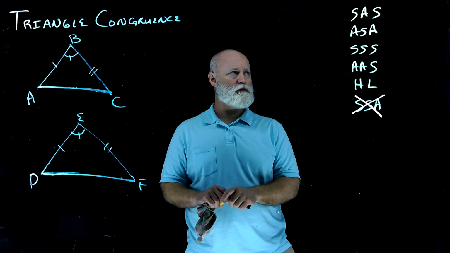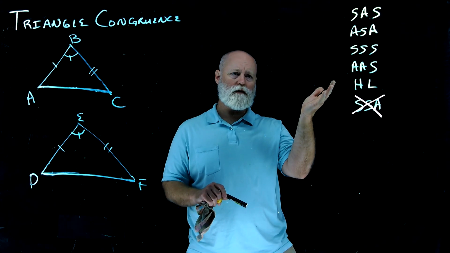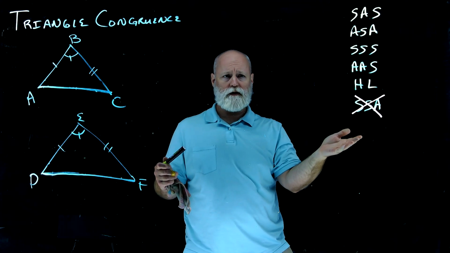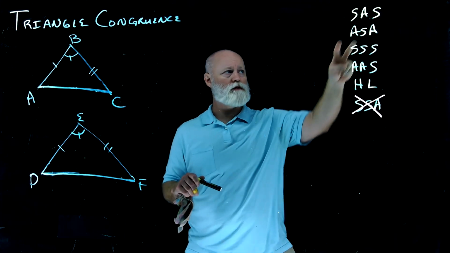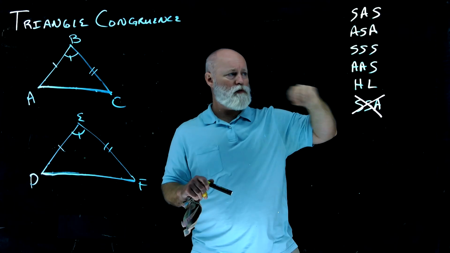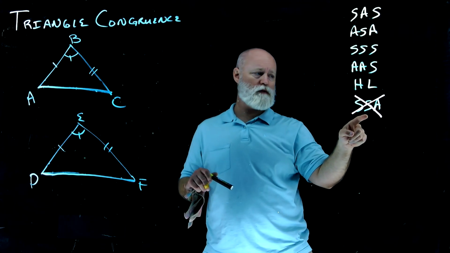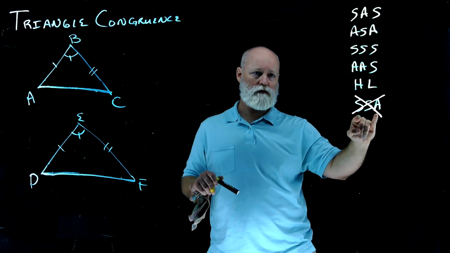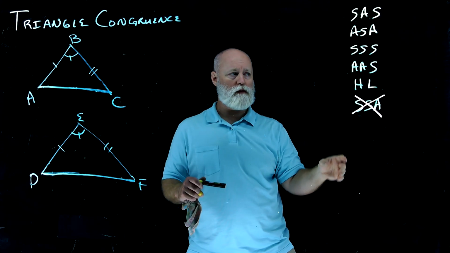Triangle congruencies, and we're going to start by talking about the different ways that we can prove two triangles are congruent to each other. We're going to start with side, angle, side, which is the first one, and then we're going to work through the others. And we're also going to talk about side, side, angle, and how we can't use that one, why we can't do that one.